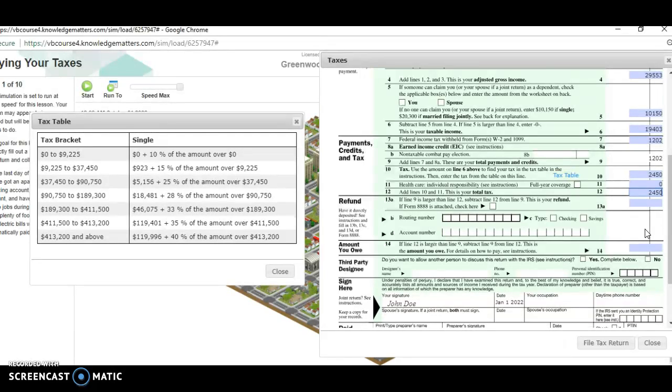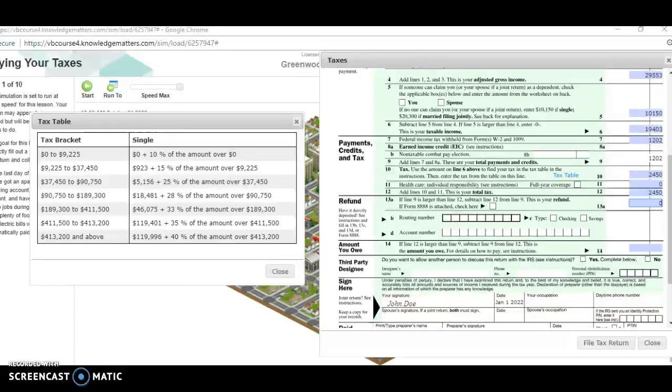Now, we are going to look at 13A or 14. So if line 9 is larger than line 12, we are going to subtract 12 from 9. This is your refund. Now notice line 9 is 1,202, and it is actually smaller than line 12 at 2,450. So we will not be receiving a refund this year. Let's take a look at 14. If line 12 is larger than line 9, subtract line 9 from line 12. This is the amount you owe, and this is the case this year, $2,450 on line 12 and $1,202 on line 9.